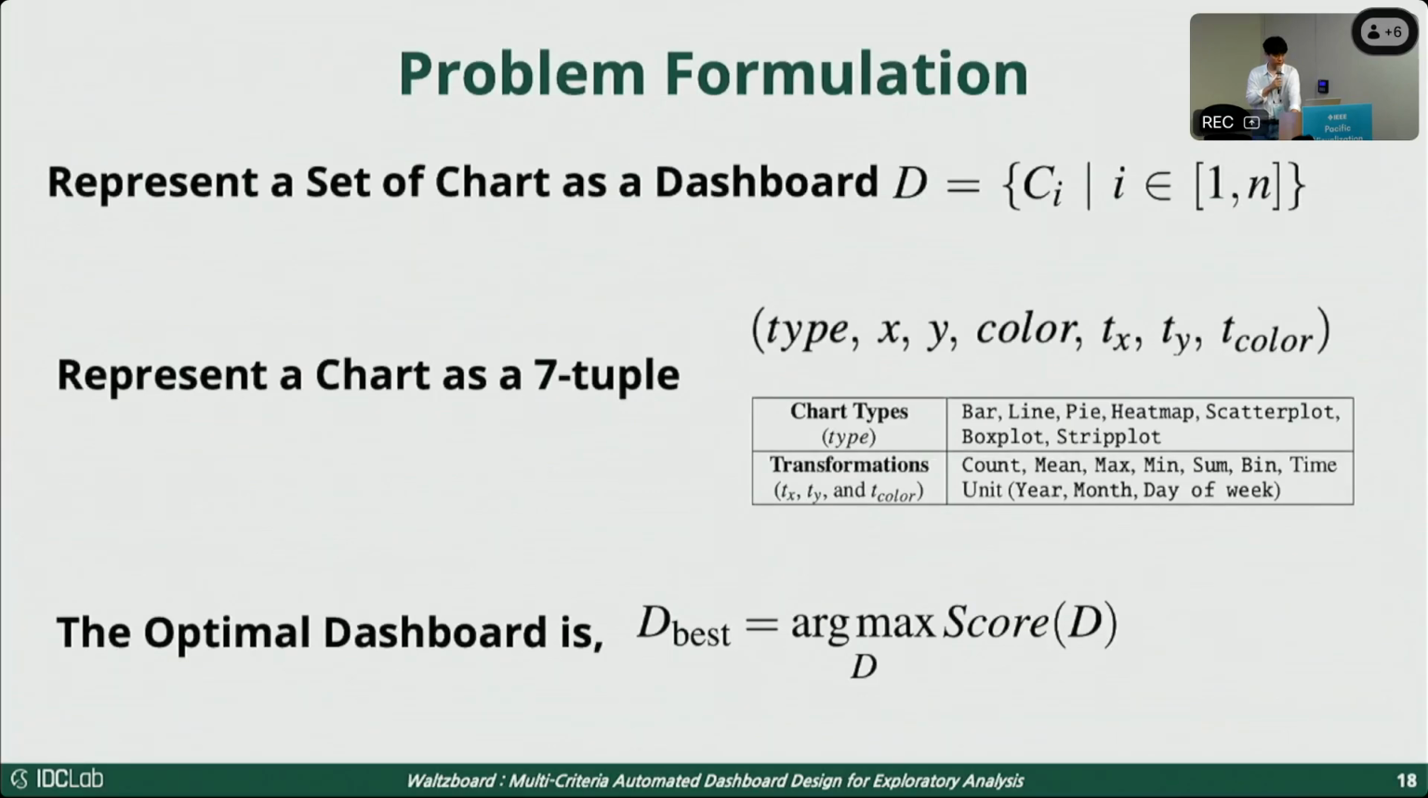With these measures and scores, we can formulate the problem. We represent dashboard D as a set of charts, each chart abstracted as a tuple of chart tokens, capturing its chart type, encodings, and any transformation applied. The goal then becomes finding the optimal dashboard, D best, which maximizes an overall score function based on our effectiveness measures.